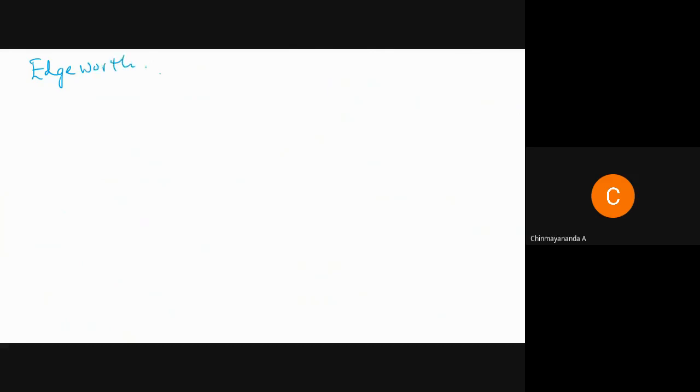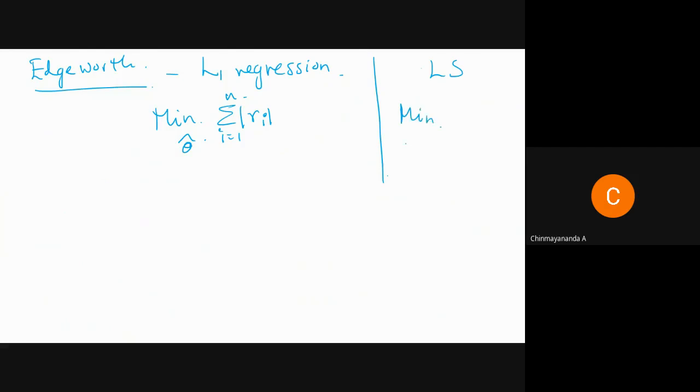Taking these two into account, someone known as Edgeworth proposed what is known as the L1 version of least squares. What he proposed is L1 regression. L1 regression is just to minimize over these parameters theta the absolute value of the residuals. Previously, if you want to see it side by side, linear least squares is nothing but the sum of Ri squared.